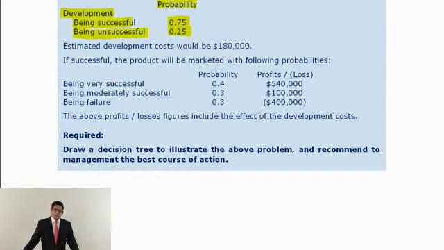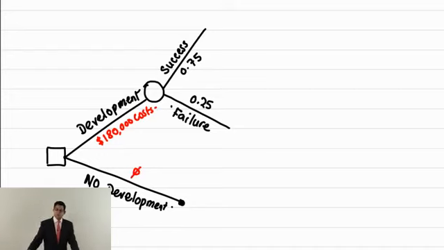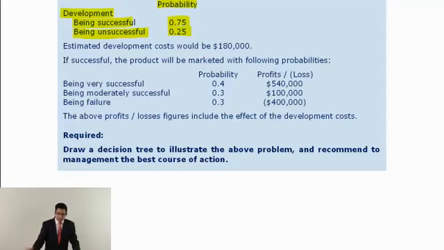Estimated development costs would be $180,000. If we develop, estimated development costs will be $180,000, and if we don't develop, of course there is no cost because we don't want to do anything. Afterwards, if successful, it's talking about development. If development was successful, then the product will be marketed with the following probabilities.